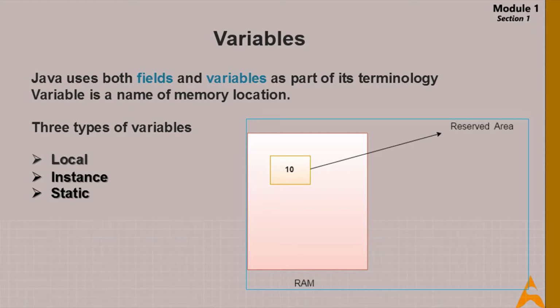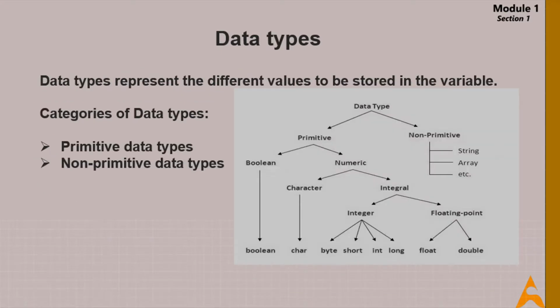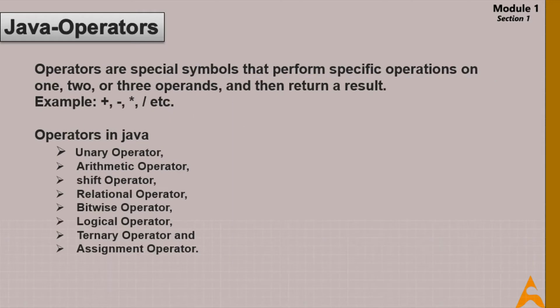A data type is a classification of data which tells the compiler or interpreter how the programmer intends to use the data. Most programming languages support various types of data. In Java, there are two types of data types: primitive data types and non-primitive data types. You can see the list of data types in the video.